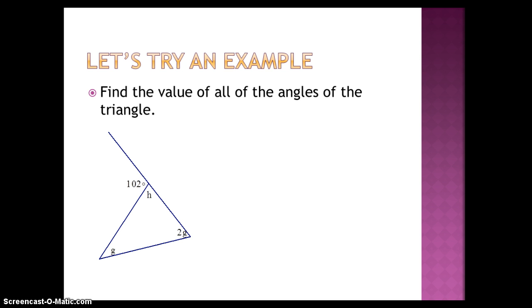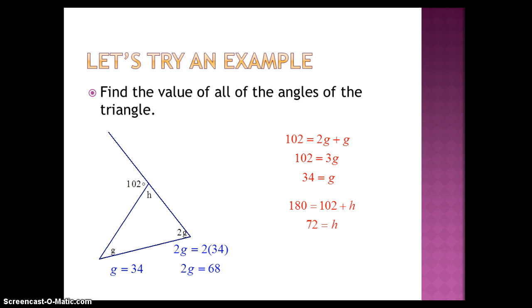First, based on our triangle exterior angle theorem, G and 2G added together should equal the exterior angle, 102. So 102 equals 2G plus G. When we combine like terms, we get 3G is 102 and G is 34. So we can plug those in. We know that angle is 34, and we know 2 times 34 is 68. So we have 34 and 68.